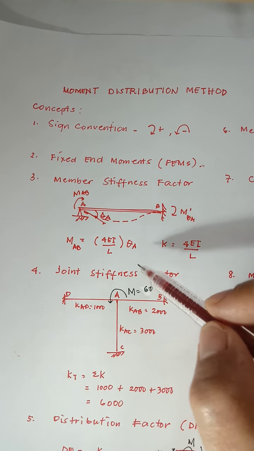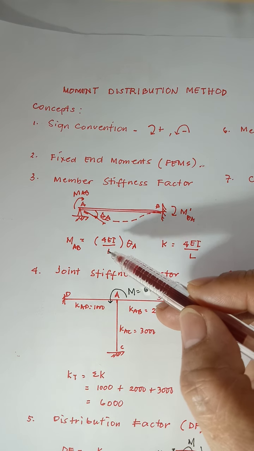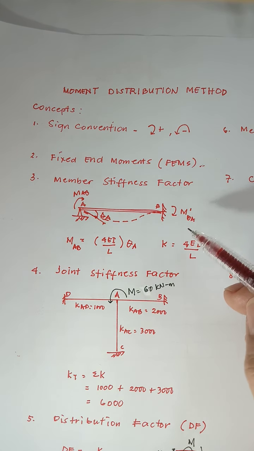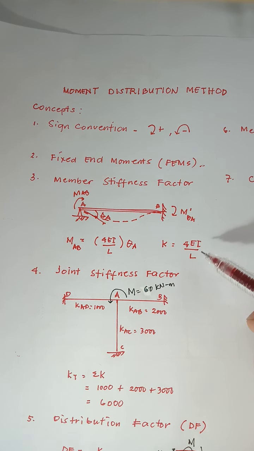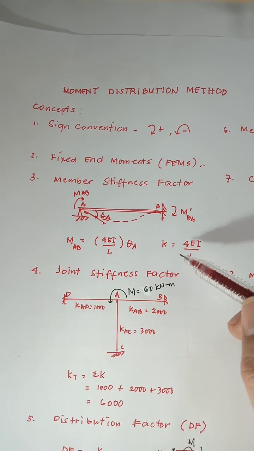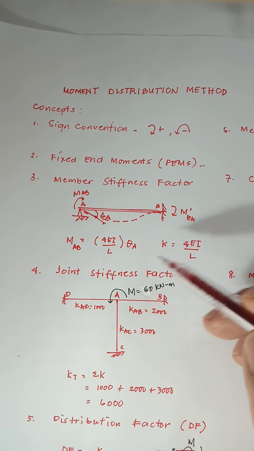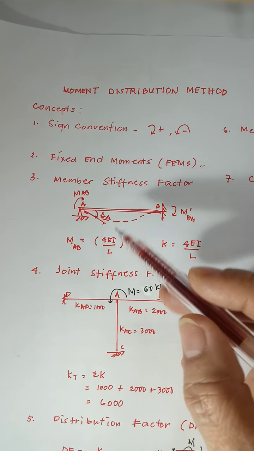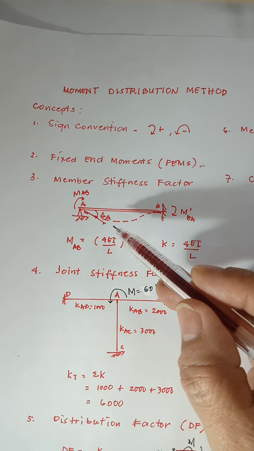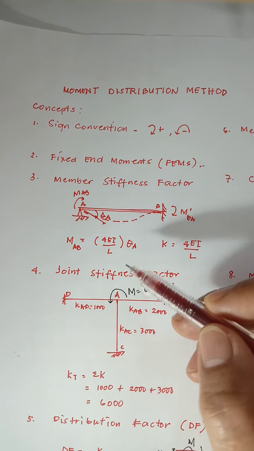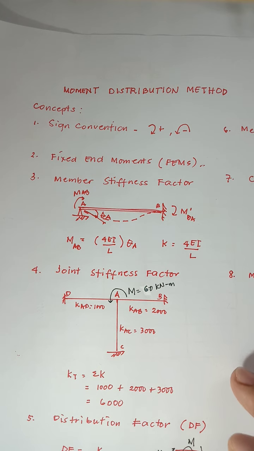Now this term, which is enclosed in parentheses, is referred to as the stiffness factor, K equal to 4EI over L. And this stiffness factor at A is defined as the amount of moment M required to rotate the end A of the beam theta A, which is equal to 1 radian. So that is the definition of the stiffness factor.